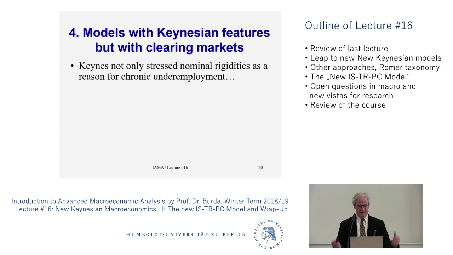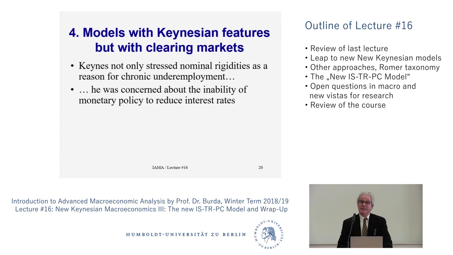But he was also concerned about the notion, which was a feature of the Great Depression, especially in the United States, that it was impossible to reduce interest rates there with the zero lower bound. It was impossible. So the idea was that maybe even if they could reduce interest rates, it wouldn't be enough to drive investment back to its previous level.